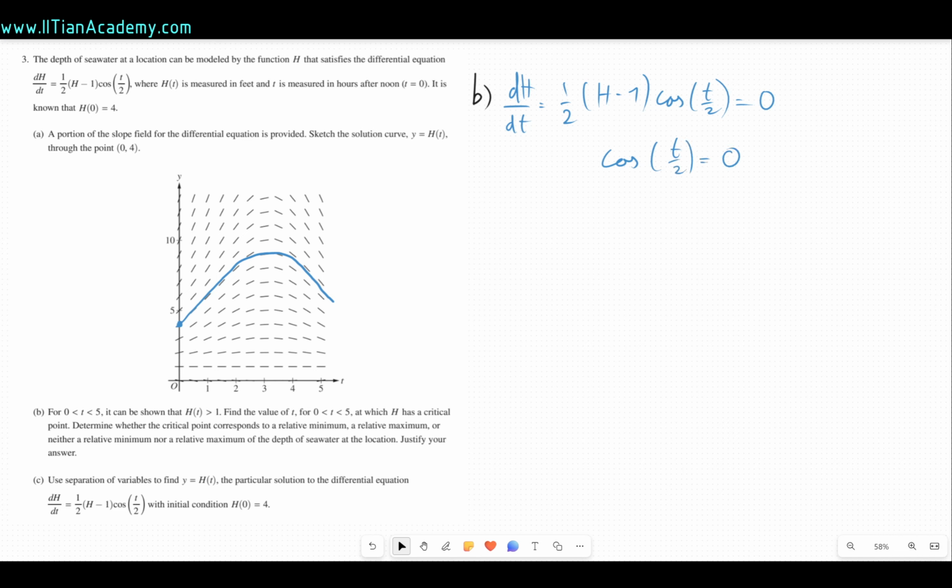And well, we know cosine pi over 2 is equal to 0, therefore t equal to pi is indeed between 0 and 5, and at that point the derivative will be equal to 0. Therefore this is a critical point.